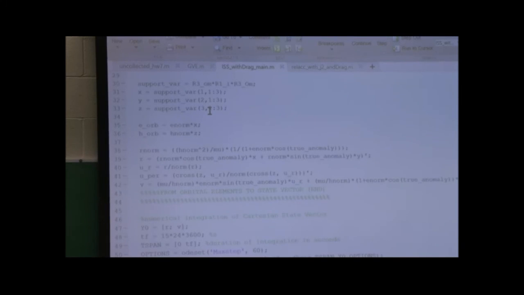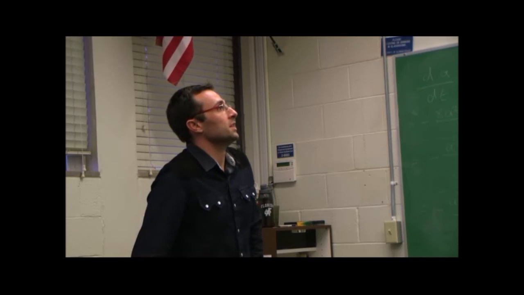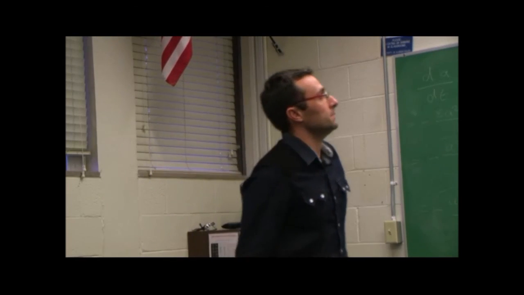Keep in mind that in 1 minute you're flying hundreds of kilometers, right? 7 kilometers per second. So yeah, it's an approximation. You are integrating with MATLAB. It's not reality, but it makes sense looking at these equations to get those plots.